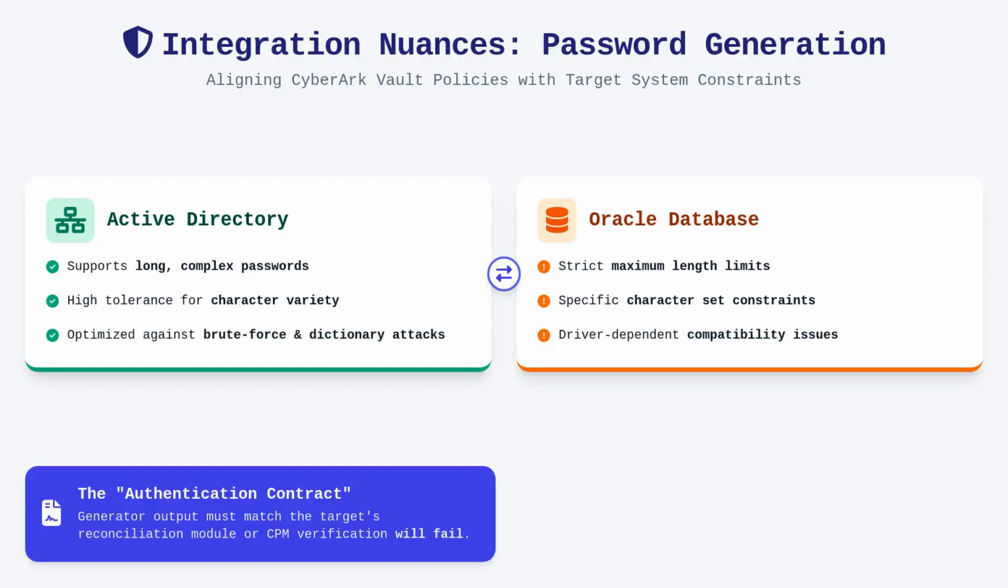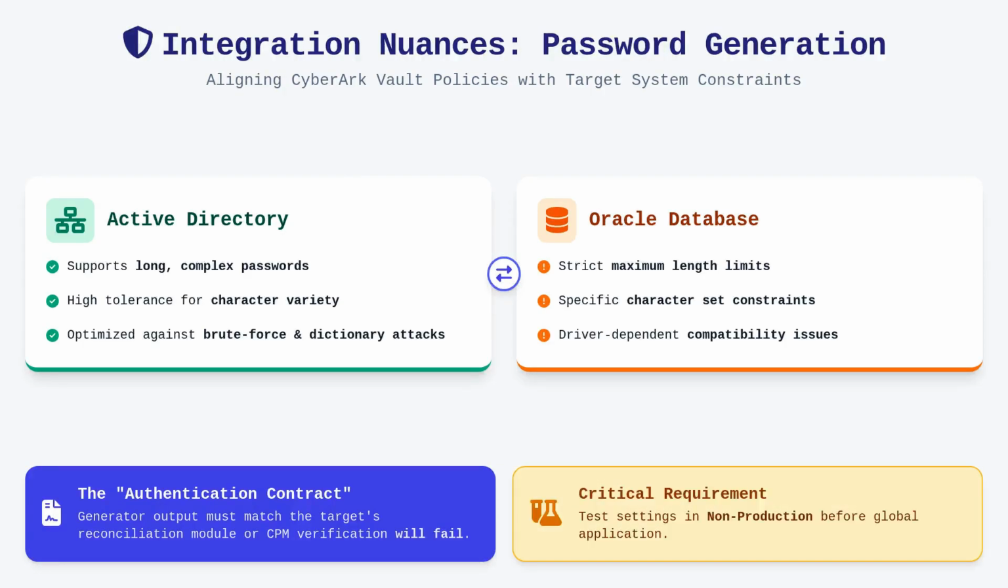When you configure the password generator, you are effectively creating a contract between the CyberArk Vault and the target system's authentication layer. If the generator creates a password containing a character that the target system's password reconciliation module rejects, the CyberArk CPM will fail to verify the credential successfully. This highlights the importance of testing your platform-level settings against a non-production instance of your target systems before applying them globally to your production environment.